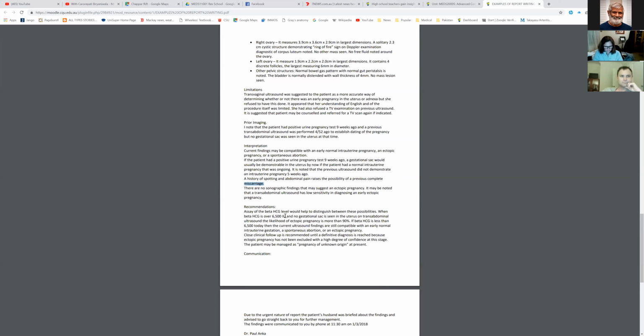What to do? Assay of beta HCG would help to distinguish between these possibilities. This is the same thing which we said before: a close clinical follow-up is recommended until a definitive diagnosis is reached, because ectopic pregnancy has not been excluded. I would probably use the word completely excluded, or excluded with a high degree of confidence is fine as well. At this stage, the patient may be managed as a pregnancy of unknown origin at present.